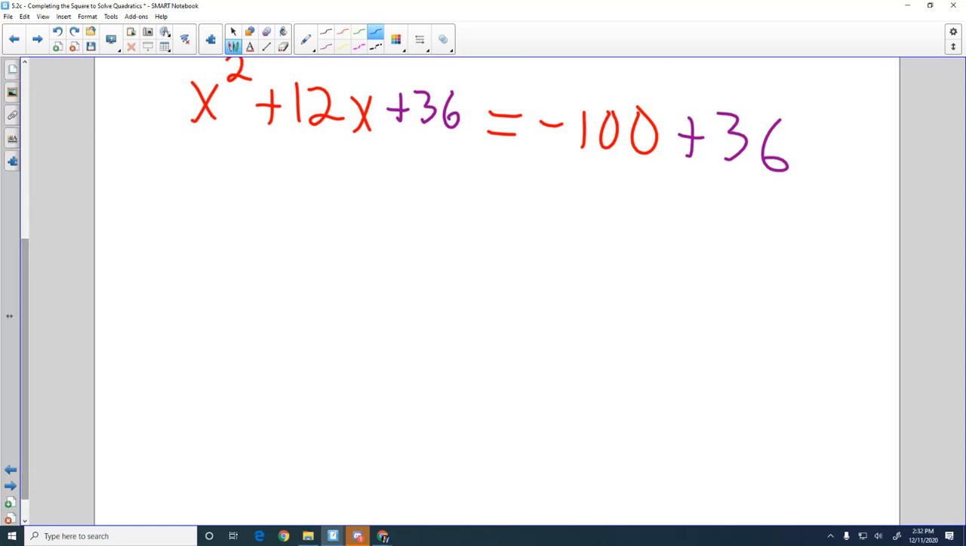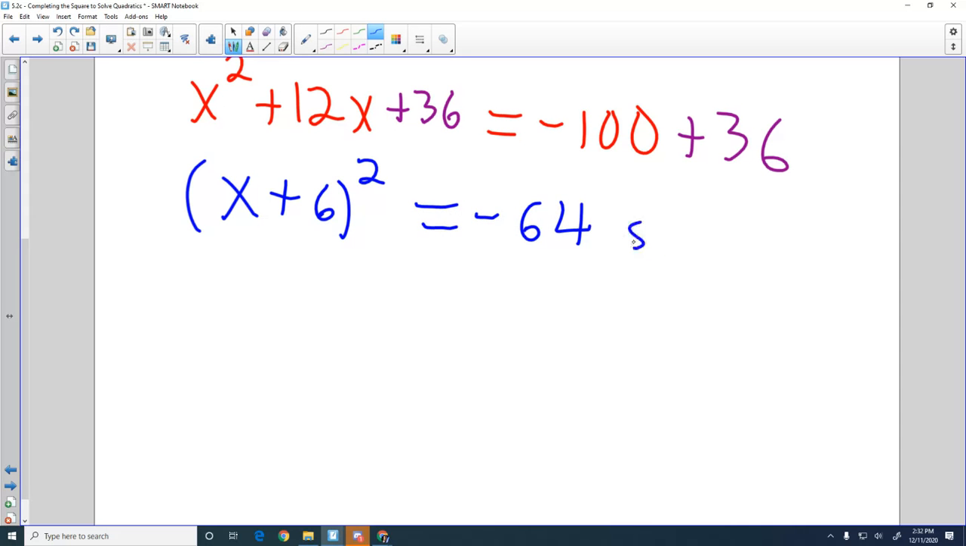I can now write this as x plus 6 squared equals negative 64. This is great. Really makes me believe that we're learning. Negative 64, sir. Wait, was that part of your answer? Yes. Oh, it's the square root of a negative 64. All right.